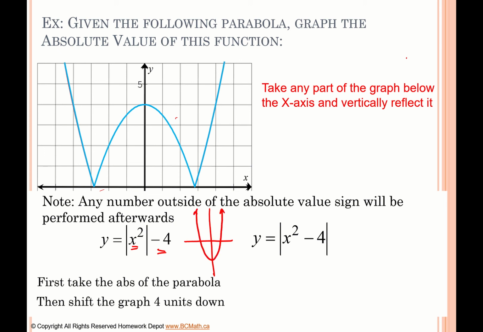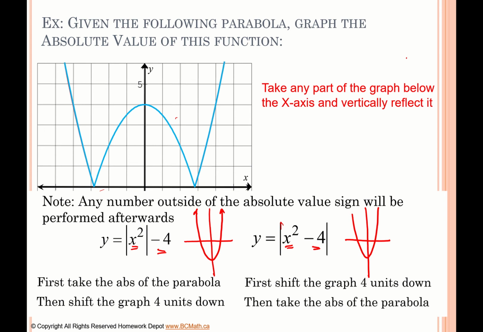That's the first graph. For the second one, because of order of operations, you would take the parabola and shift down 4 first. So you would shift the graph 4 units down, so the parabola will look like this first. And then you do the absolute value after that. What happens is this part underneath gets flipped over, so your graph actually looks like this. So that's how these two equations are different.